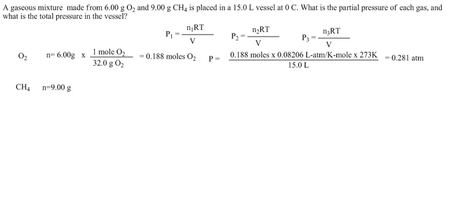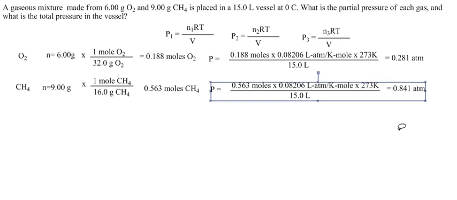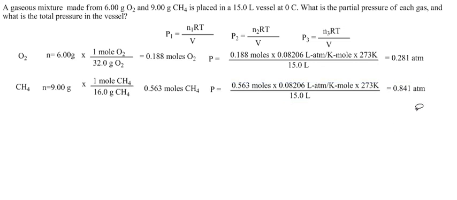We can do the same thing for methane, taking the number of grams of methane, converting that to moles, and then plugging into the ideal gas law to find that we have a partial pressure of 0.841 atmospheres for methane. And if we want to know the total pressure in the entire sample, it's the sum of the 2 partial pressures. 0.281 plus 0.841 gives us 1.122 atmospheres of pressure total.